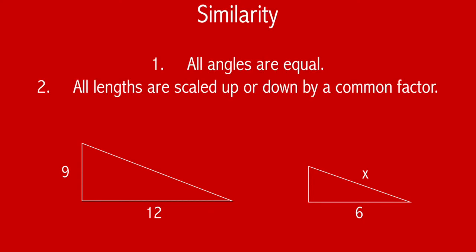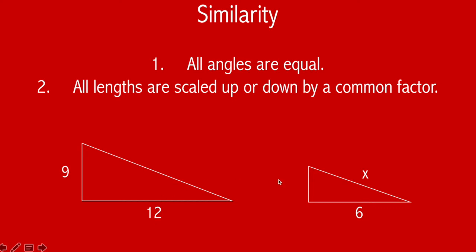Let's just quickly jump into the last bit of theory we need to look at before the questions. So similarity: if two triangles are similar, all their angles will be equal. So this angle and this angle are equal, this angle and this angle are equal, and this angle and this angle are equal, and all these lengths are going to be scaled up by the same factor.